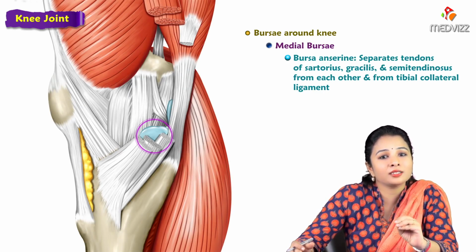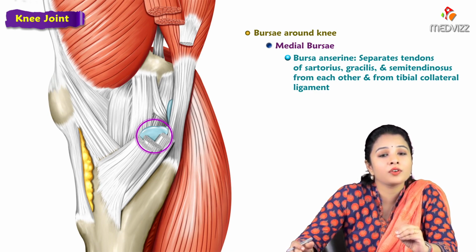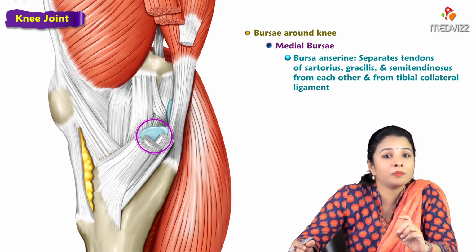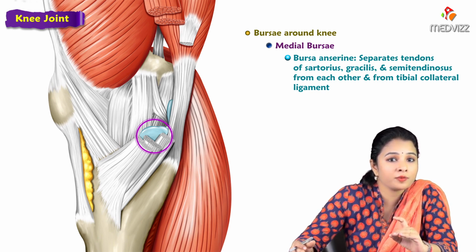Medial bursae, these bursae separate the tendons of sartorius, gracilis, semitendinosus. These three muscles are inserted to the upper part of the medial surface of the shaft of tibia. So these three muscles together are called the hamstring muscles.